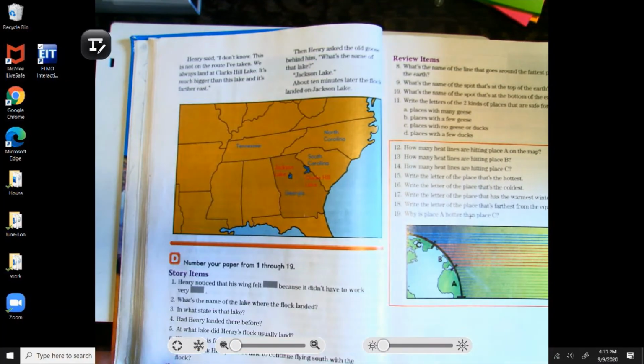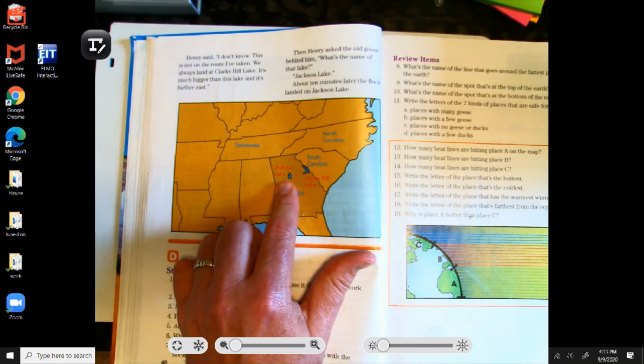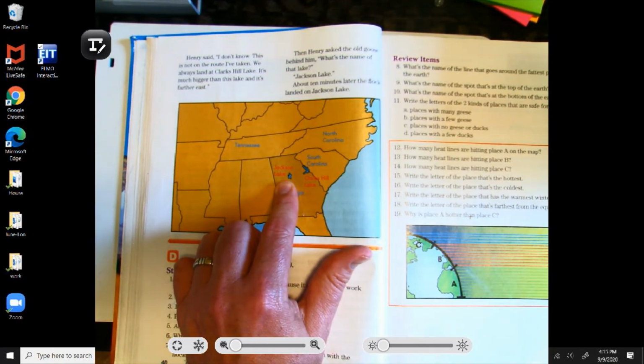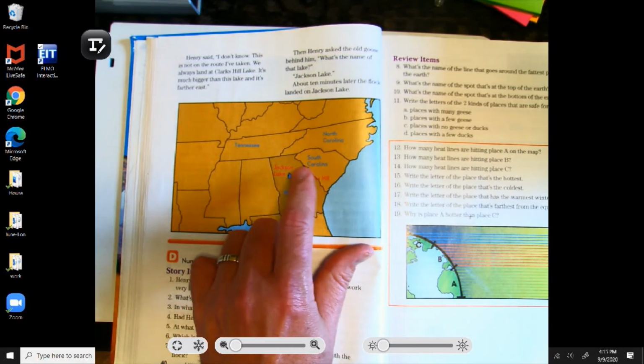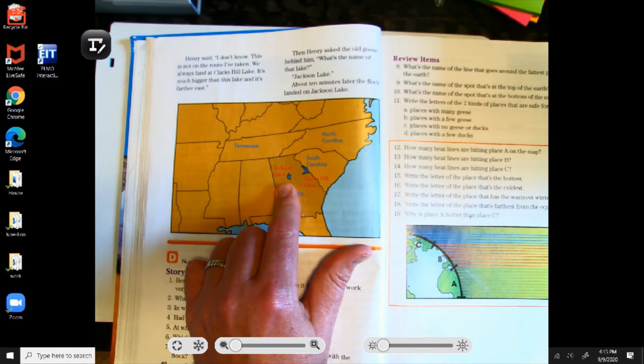So everyone, let's just check in on a couple of things at the end of our story today. So what was the name of the lake where they landed? Right, Jackson Lake. Had Henry ever landed there before? No. Remember, he's always landed at Clark's Hill Lake, not at Jackson Lake.